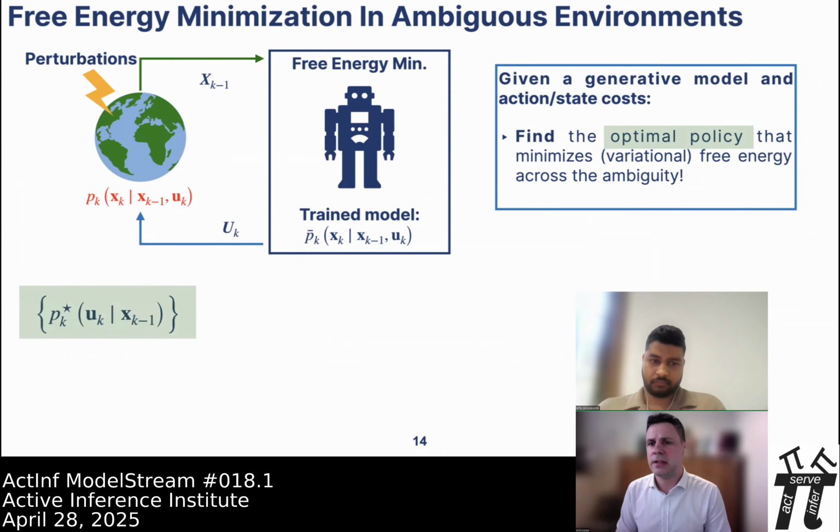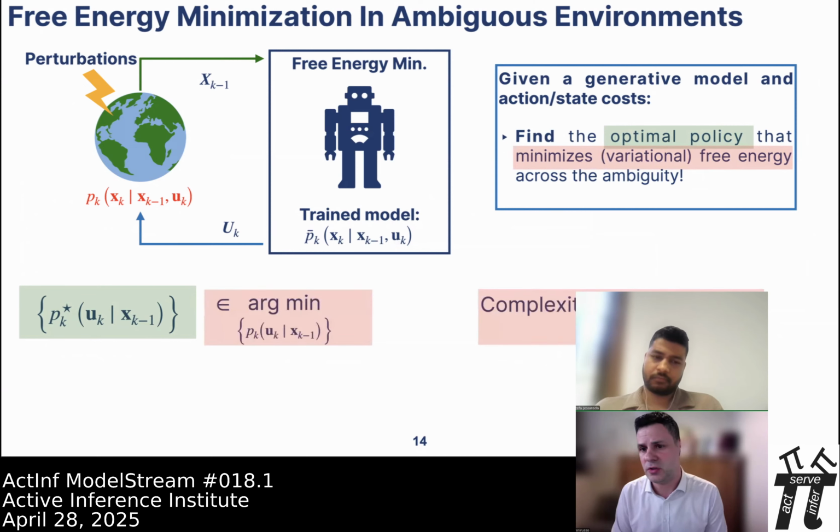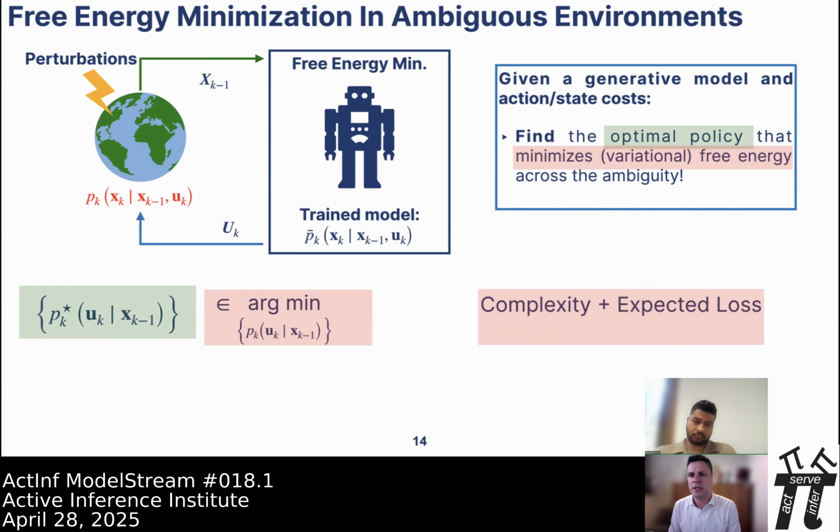So we are going to find a probability density function, or a sequence of probability density functions, p star of u_k given x_{k-1}. Whenever you see the star symbol, it means optimality, and the curly bracket over there means a sequence, possibly a sequence of policies. So we want this policy to be the solution of a problem where we minimize the variational free energy. So the optimal policy is the argmin, the minimizer, of a cost functional that is complexity plus expected cost, just in the way we saw a few minutes before.